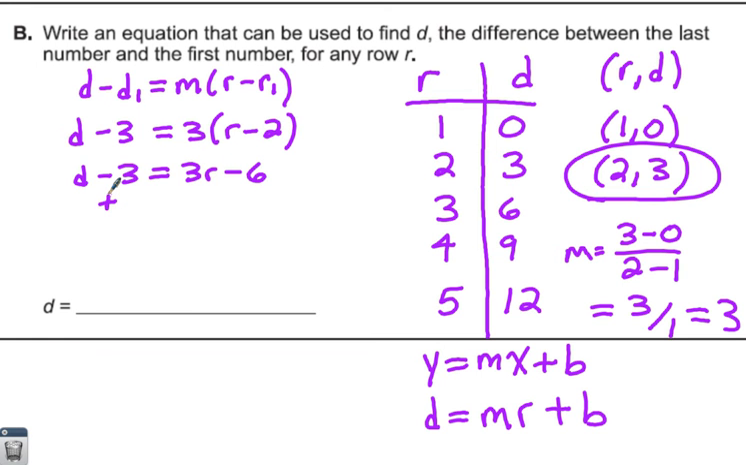Because, look, I mean, it's obvious they want the equation with d by itself. You want to solve this for d, and essentially have it in this form, okay? So we just got to finish getting d by itself. Negative 6 plus 3 is negative 3. So the final answer, d equals 3r minus 3.